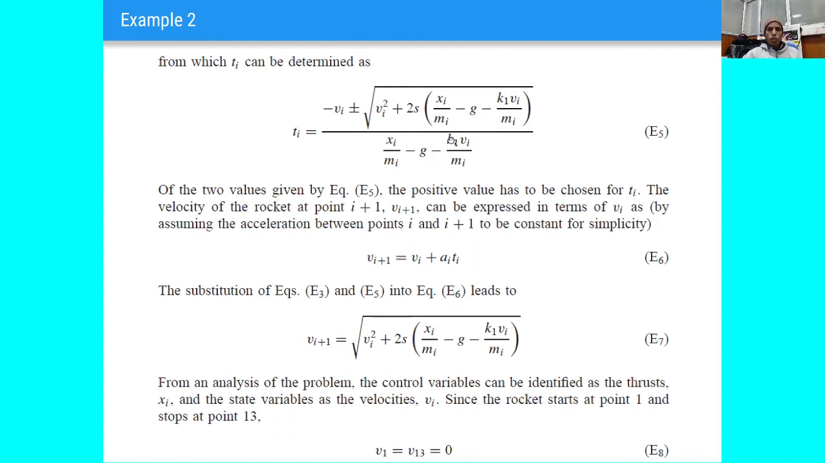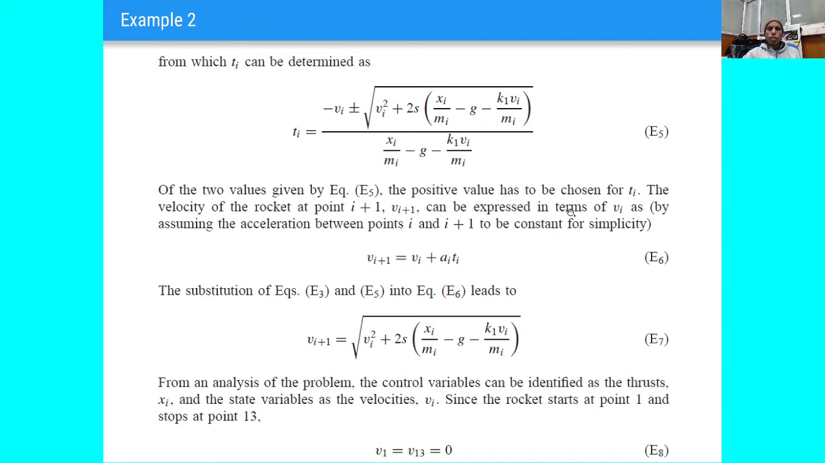So using this equation number 4, we have calculated the distance traveled from one control point to another, and the time taken by the rocket from one control point to another control point. So for t1, this will be minus v1 plus minus the root of v1 square plus 2s x1 upon m1 minus g. Likewise, we can calculate the time traveled for any segment of your rocket.